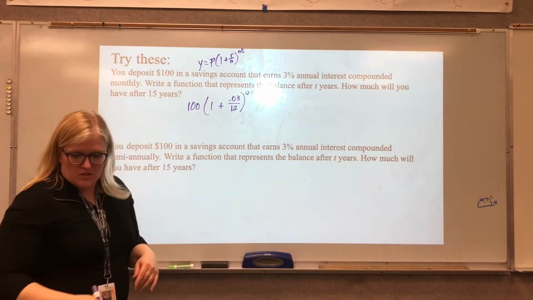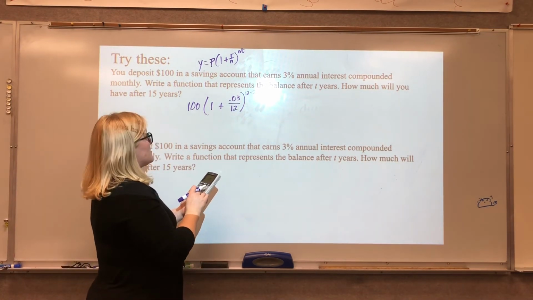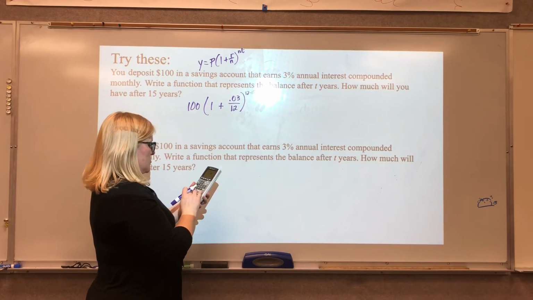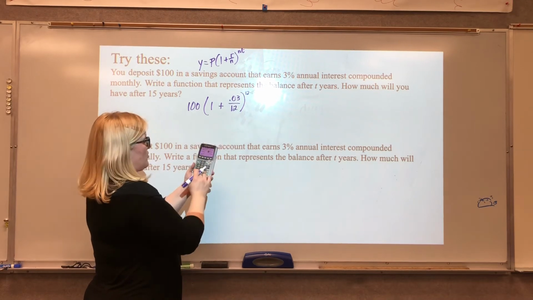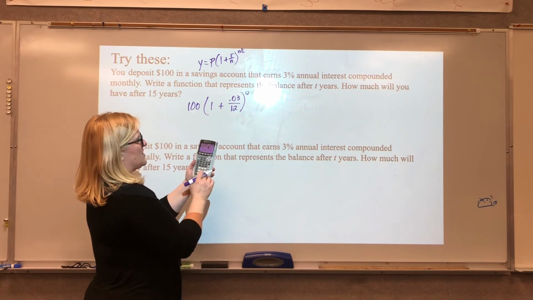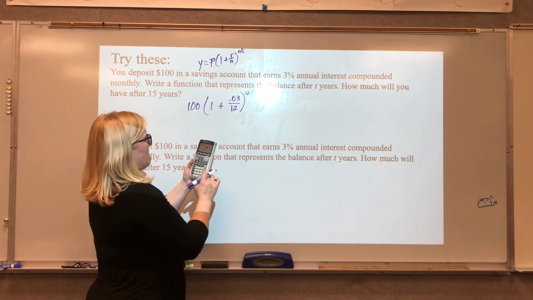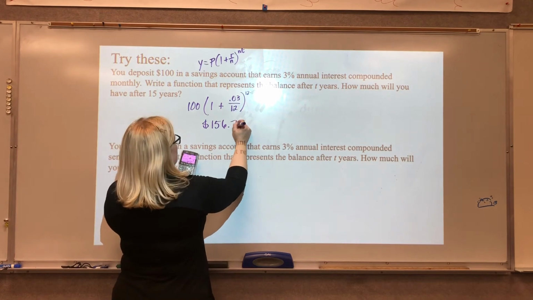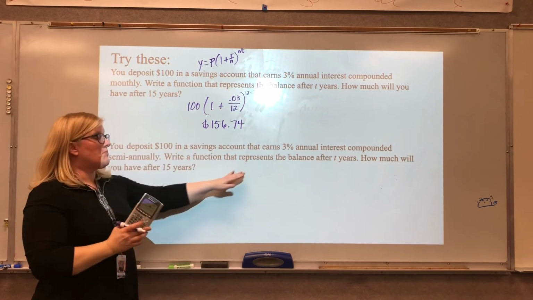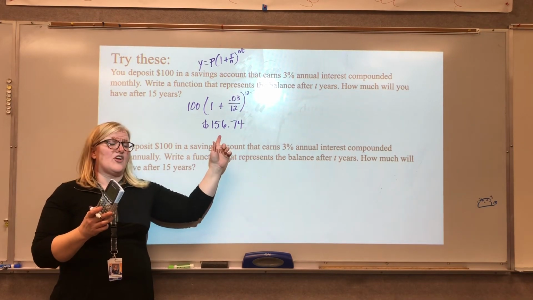Now when I put this in my calculator, I have 0.03 divided by 12 plus 1, and then I do it to this power. I'm going to put in parenthesis 12 times 15 close parenthesis, and now I multiply it by 100. So I have $156.74.